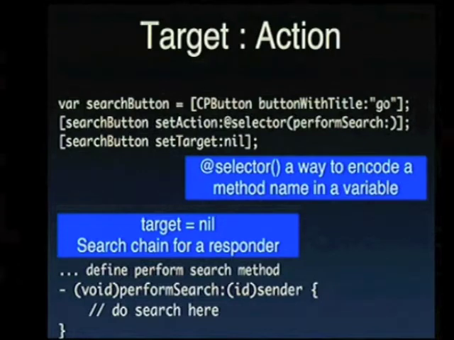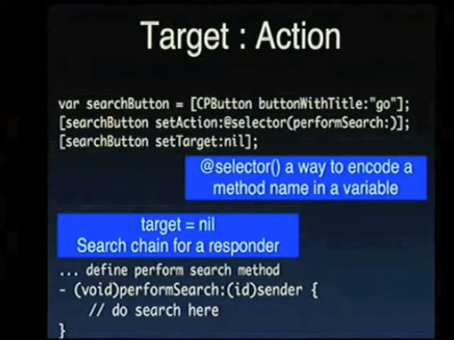These brackets are basically the way of saying I want to send a message to, in this case, a class. So you're sending the message buttonWithTitle: Go to CPButton, and that creates a button with the title Go. Then you're sending more messages to set the action and then set the target. Basically, selector is a way of saying I know there's a method named performSearch, and I want to package that up into a variable so that the search button knows what to call when I click it. Then later, you can define the method performSearch on some other object, and it will actually get called when you click the button.